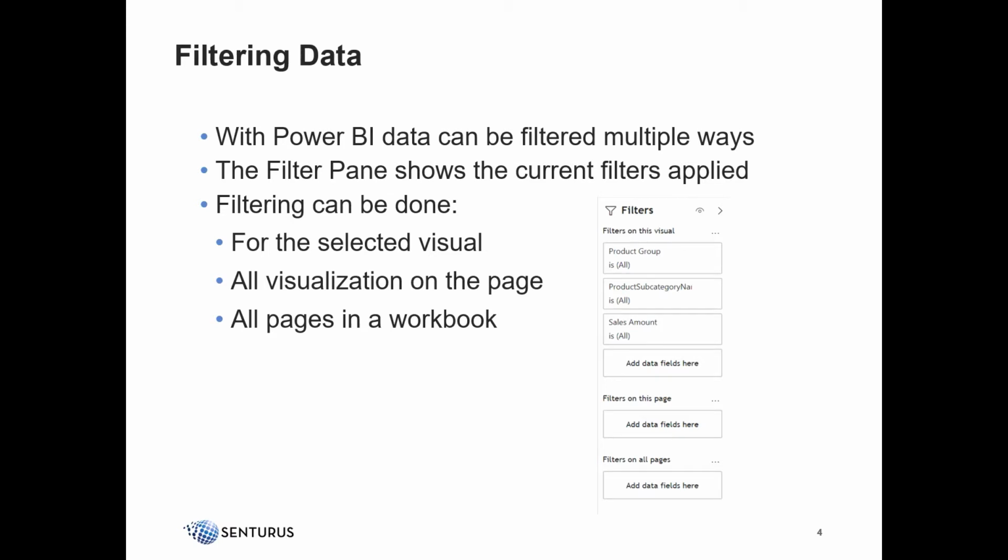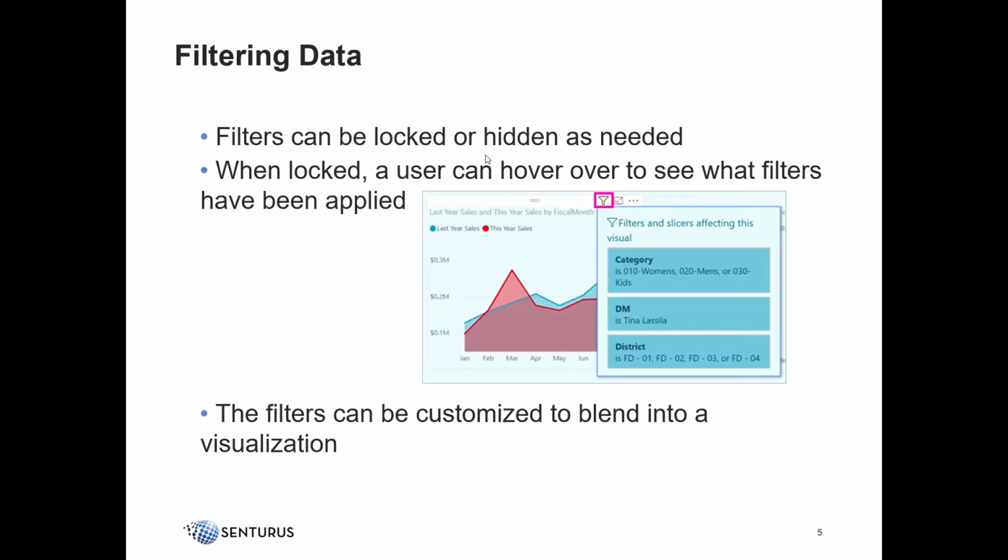Our filters pane will show us any currently applied filters. This can be filters for a specific visualization, all of the visualizations on a page, or all of the visualizations in a workbook. All of these filters can exist at the same time in any given workbook. Filters can be locked down or hidden as needed. When a filter is locked, the user can still hover over it and see what has been applied to the data. When it's hidden, the user will not know a filter has been applied.